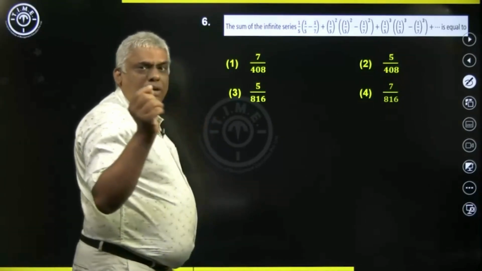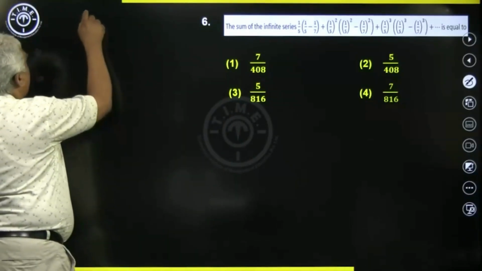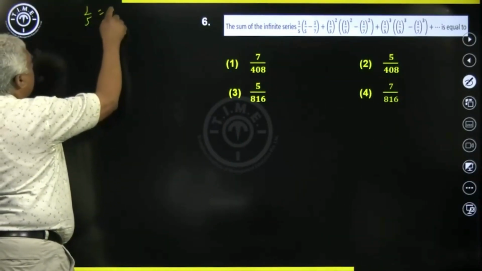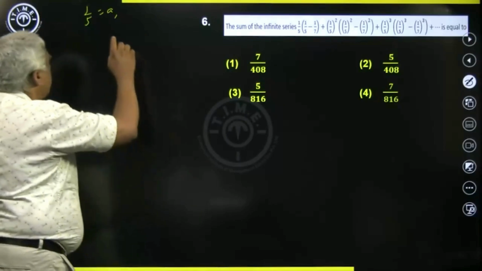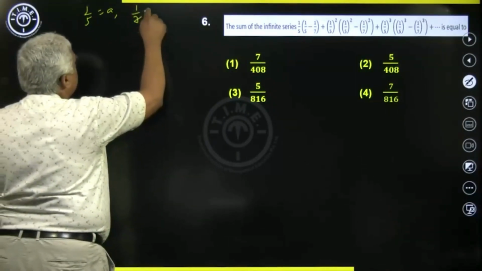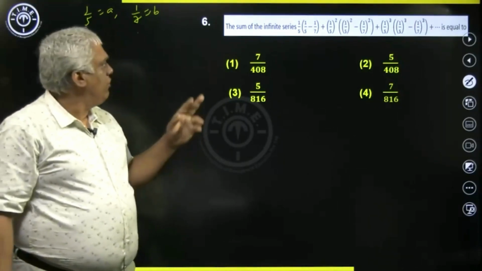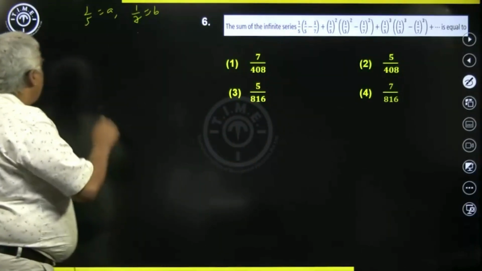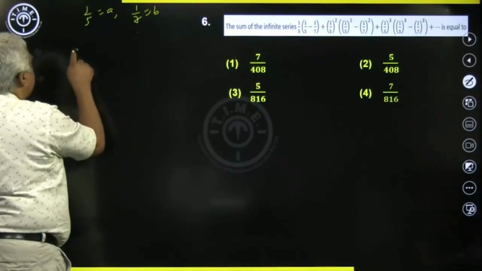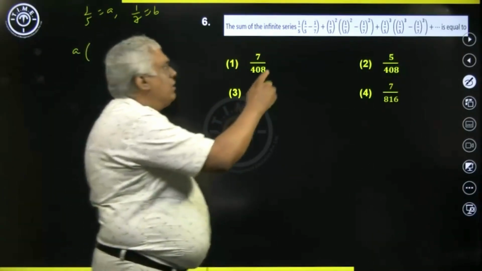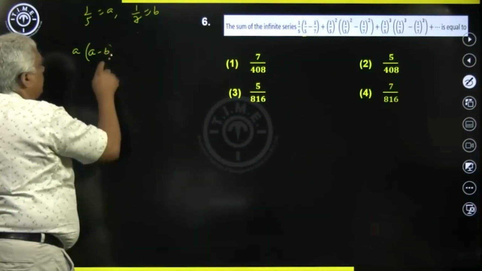But what we can do is make the calculation simple. Let's call 1 by 5 as A, so we don't have to write 1 by 5 all the time, and let's say 1 by 7 is B. So 1 by 5 I am calling A, 1 by 7 as B. So we have to find the required value. It will be A into A minus B.